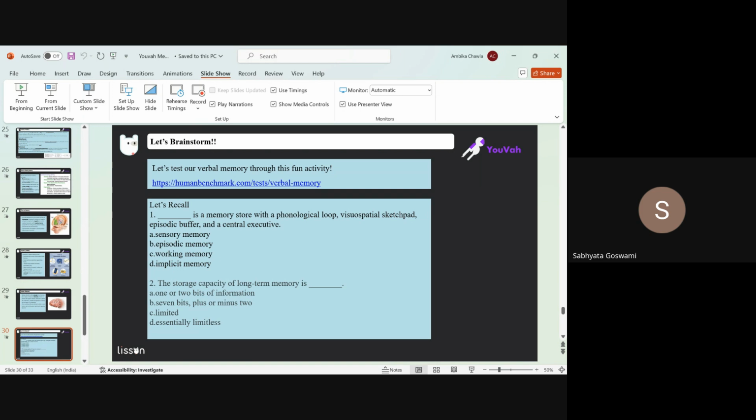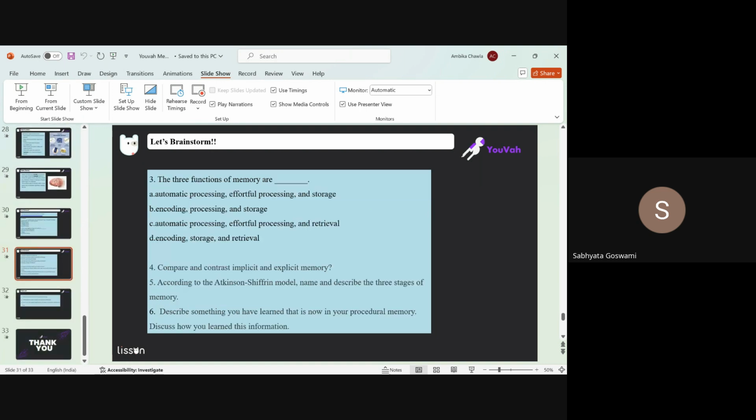Yes, Ashita. Working memory. Yes, fantastic. Right. The storage capacity of long term memory is? Yes, Pachi? 7 bits plus or minus 2. No, that is short term memory. Oh, right. Sorry. Essentially limitless. Yes, exactly. It is limitless. Yes, you're right. Moving forward.